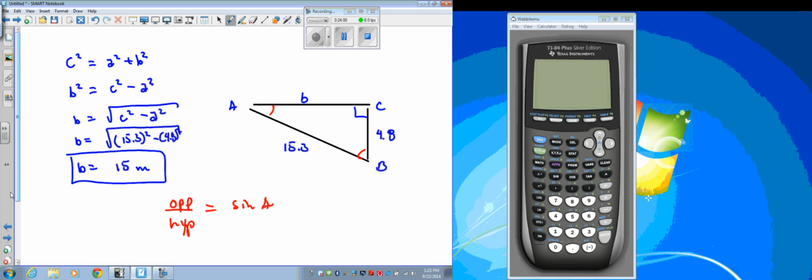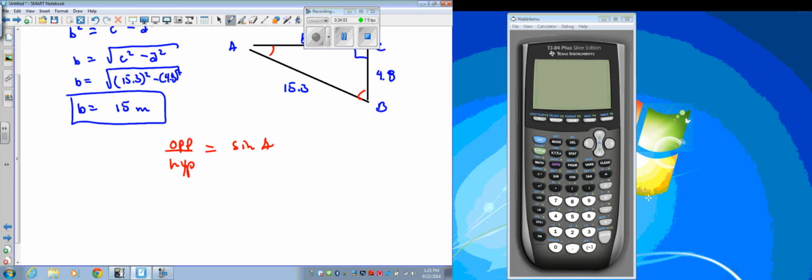So then substituting into that, the opposite would be 4.8. The hypotenuse would be 15.3. And then you do the sine of A. Now, A is what you want to calculate. So what you have to do is the sine inverse of 4.8 over 15.3 is going to equal the angle A, the degrees that you have.